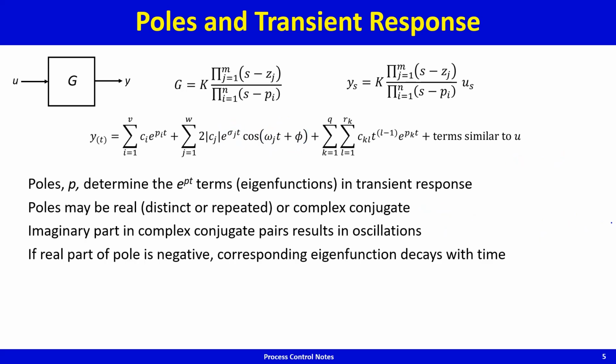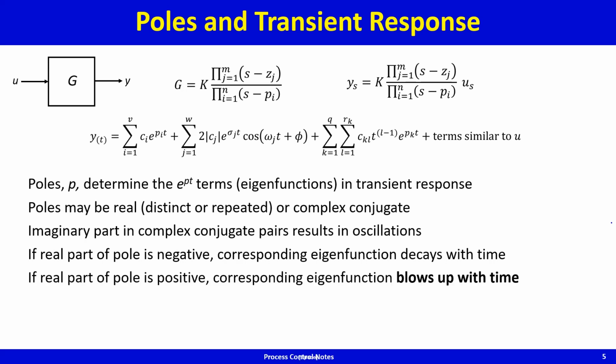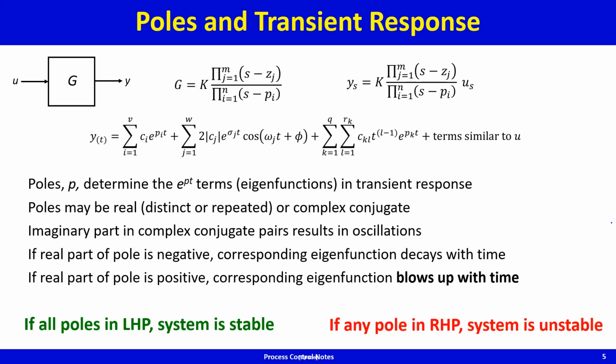If the real part of a pole, whether complex or real, is negative, then the corresponding eigenfunction decays with time. If the real part of the pole is positive, then the corresponding eigenfunction blows up with time, and this gives this key result that if all poles of a transfer function are in the left half plane, then the system is stable. If any pole is in the right half plane, then that system is unstable, and we are talking of a single input single output system right now.